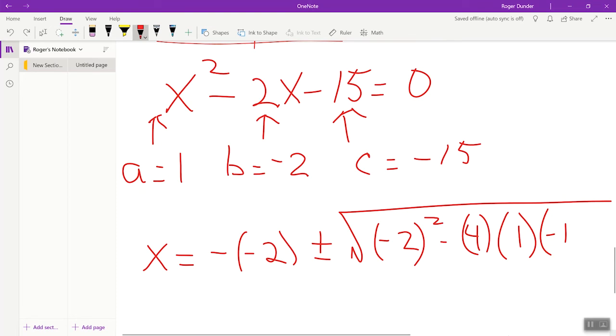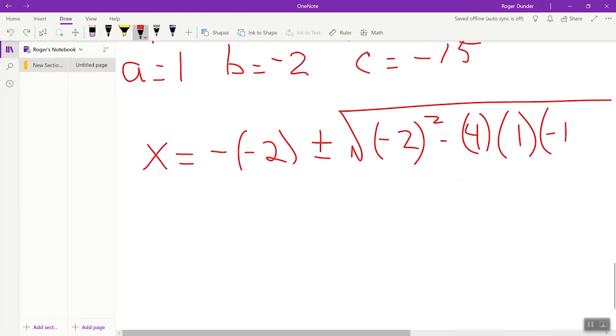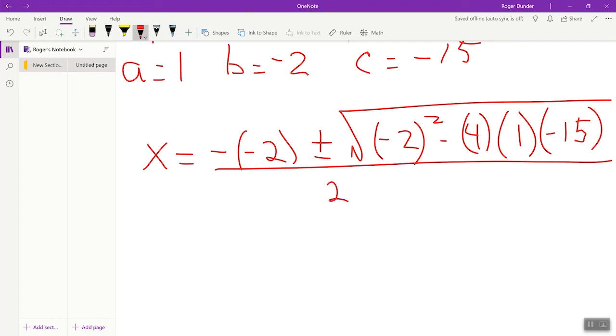This thing doesn't want to let me write in the corner of the screen. Hang on. There we go. Minus 4ac quantity, this whole thing over here on the right, is divided by 2 times a, which is 1.